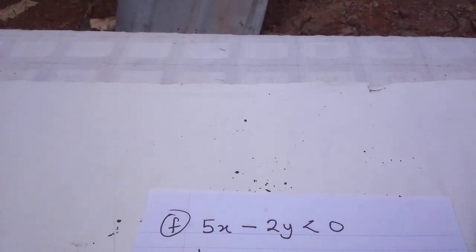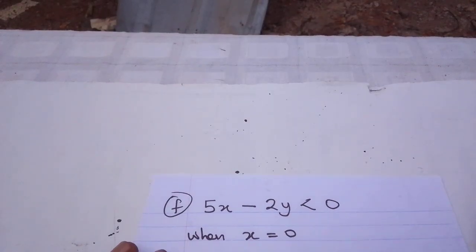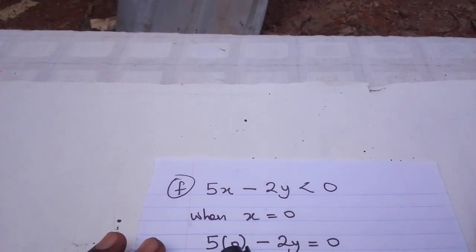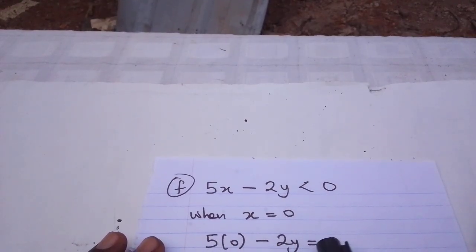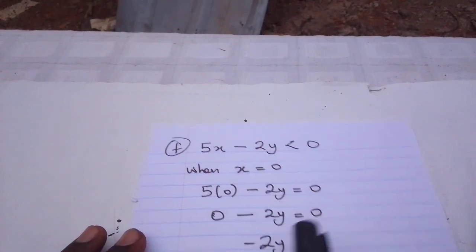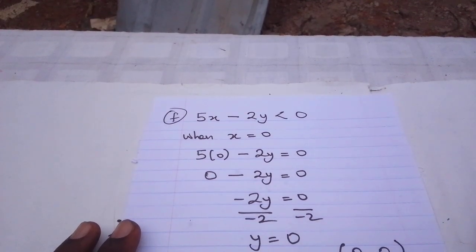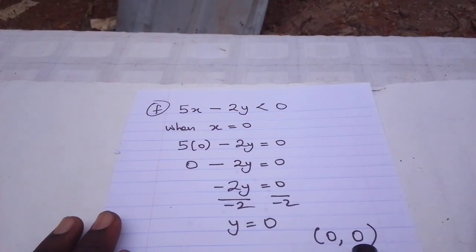Let's have another example. We are having all these examples for clarity. 5x minus 2y is less than 0. So now, again, we need to get the coordinates. When x is 0, what will be the value for y? Substitute x. 5 times 0 minus 2y is equal to 0. 5 times 0 is 0, minus 2y is equal to 0. To get y, divide both sides by minus 2, y will be equal to 0. When x is 0, y is 0.